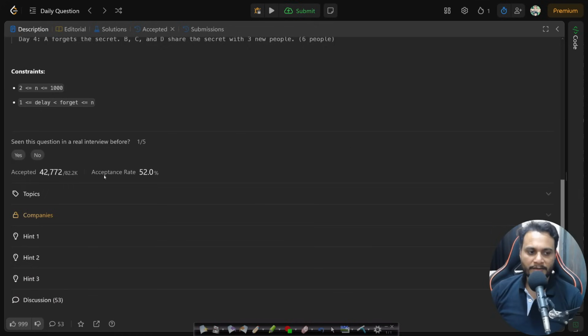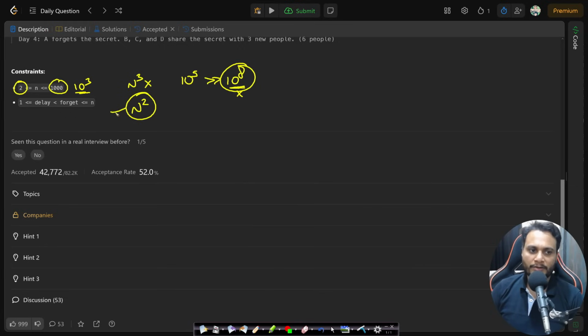And once it is clear, let's look at the constraints here. The N value ranges from 2 to 10 to the power of 3. So we cannot write an exponential algorithm. We cannot write an n cube algorithm as well, because n cube will be 10 to the power of 9, which will not pass within 1 second, because 1 second is 10 to the power 8 computations. So I should write an n square algorithm approximately, or n square log n, but nothing more than that. So we know the expected complexity, and here delay will always be less than forget, and they both will be in the range of 1 to n. So all are positive numbers.